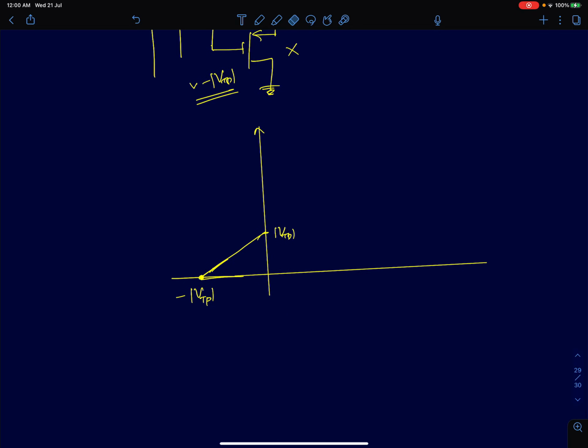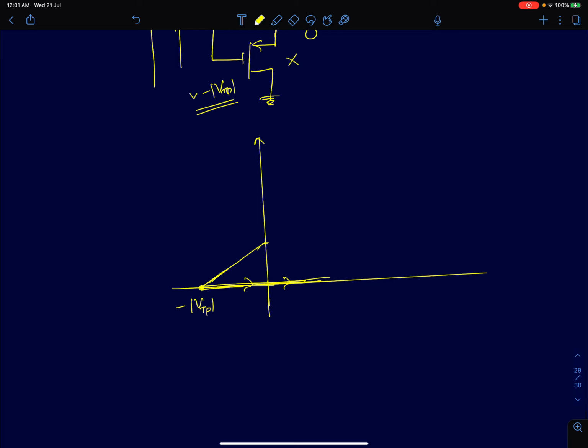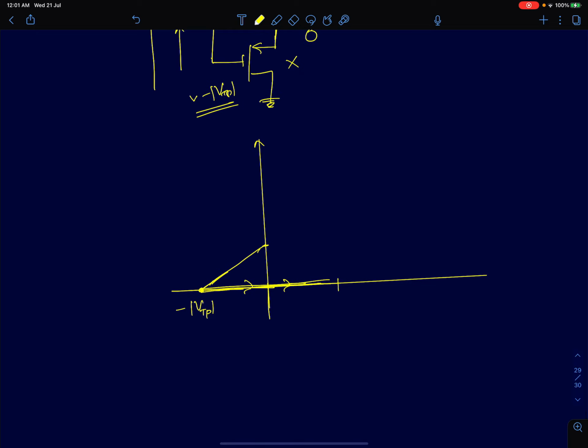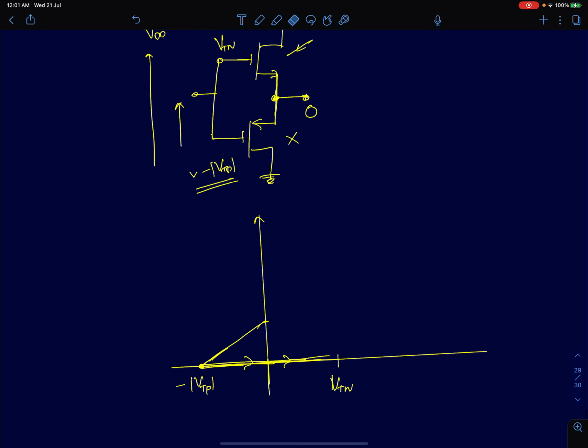So the graph will look something like this. As your input is increasing, from here the output will stay at 0. So I am plotting it here. Input is now going from minus VTP, and when it reaches VTN, your output starts to rise, because your NMOS will conduct. So initially output is at 0, input has reached VTN, and this is at VDD, this is at 0.